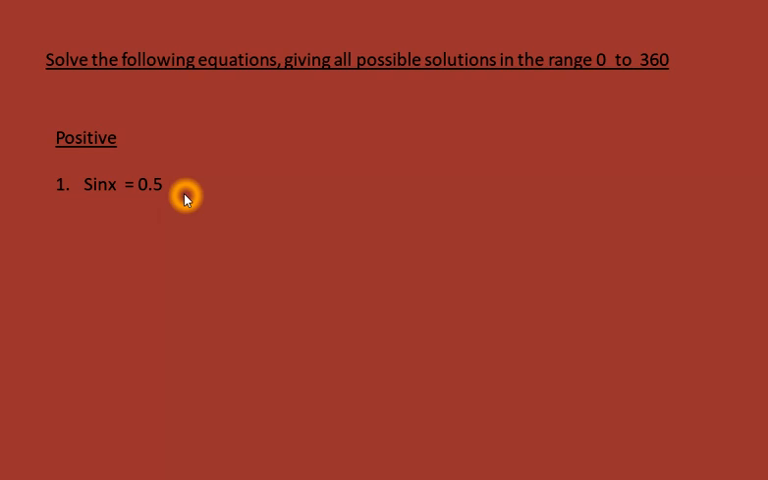Here 0.5 is a positive number. The other question has a negative number, that is, sin x is equal to negative 0.5. I'm going to explain how to do this question in the sine case. The first one is the positive case. First we can check this positive case.